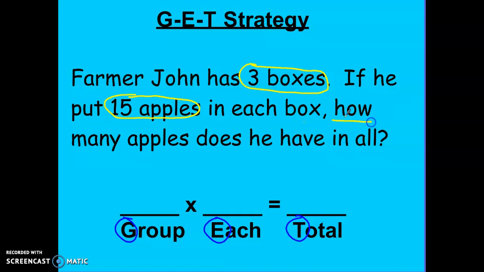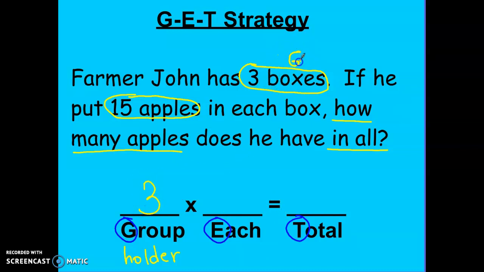Let me underline the key words that will help me understand if I'm going to multiply or divide. It said how many apples in all. So I am looking for how many in total. That means I don't have a total yet. You have 3 boxes. Boxes hold the apples, because the group is always the holder. It holds the items. So 3 boxes would be the group.